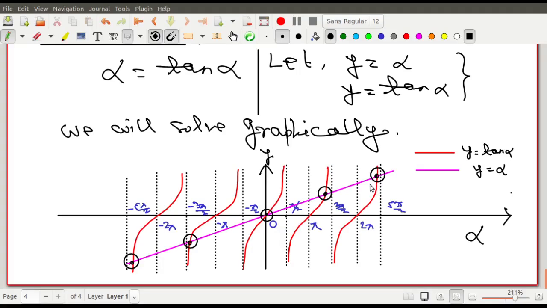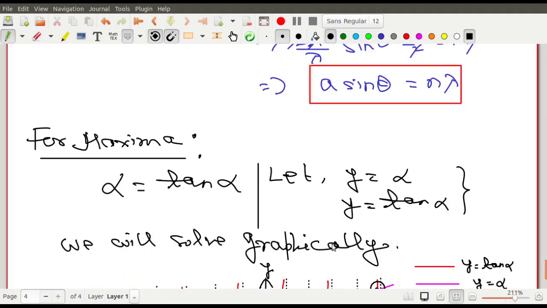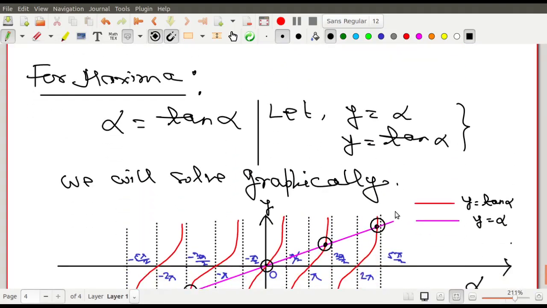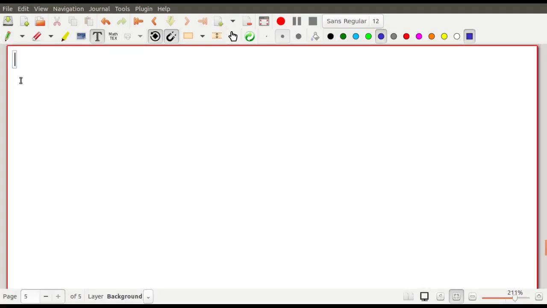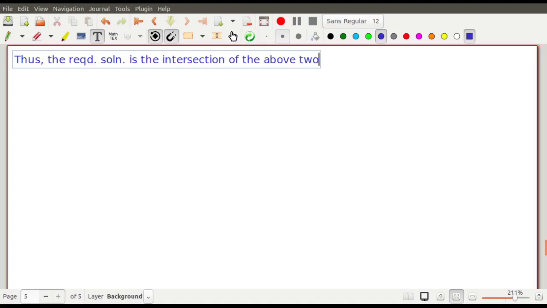So that is what I find. So now you see, did I write over here? So we will solve graphically, and the solution points are this. So I write it over here. Thus the required solution is the intersection of the above two plots.